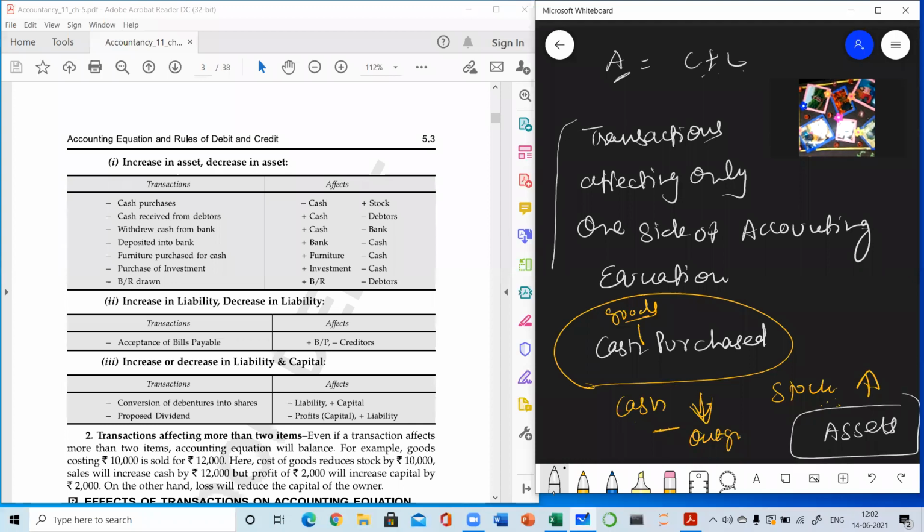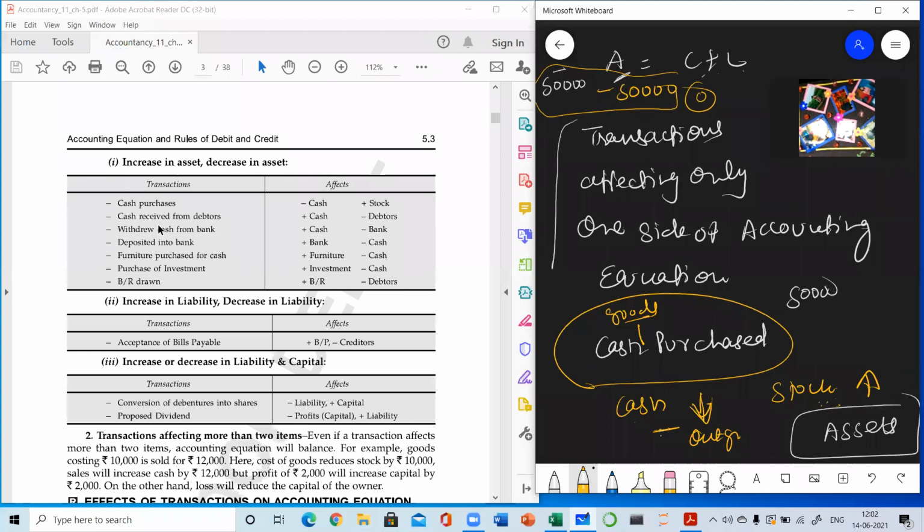So one asset, stock, will be increased, and the other asset, cash, will be decreased, leaving the whole accounting information unaffected. Clear? So suppose 50,000 goods we have purchased. So in assets, 50,000 will be added, because the goods have come inside, and 50,000 will be subtracted. Why? Because cash has gone outside. So leaving zero effect on the accounting equation.